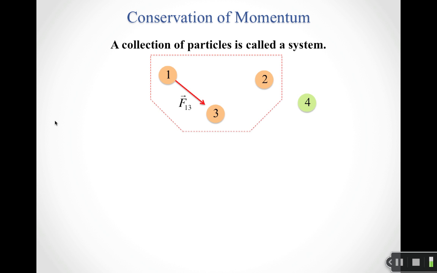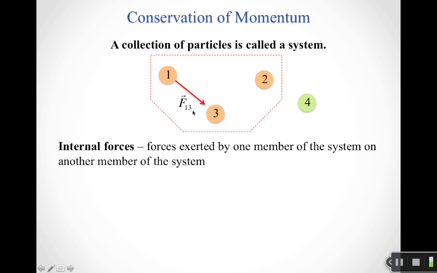If I want to think about forces that can act on the pieces within my system, there may be some force here, thinking about our labels: this is some force felt by mass 1, by particle 1, exerted by particle 3. Interestingly enough, that's an internal force. Internal forces are forces that one member of the system exerts on another. Since both particle 1 and particle 3 are inside the system, this is an internal force.